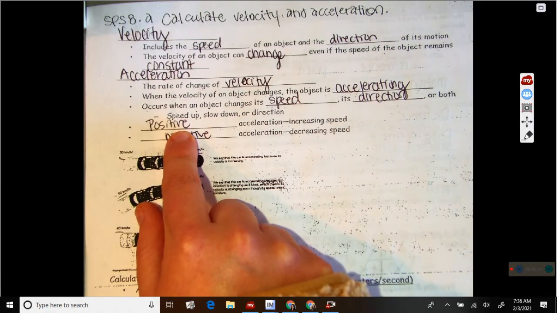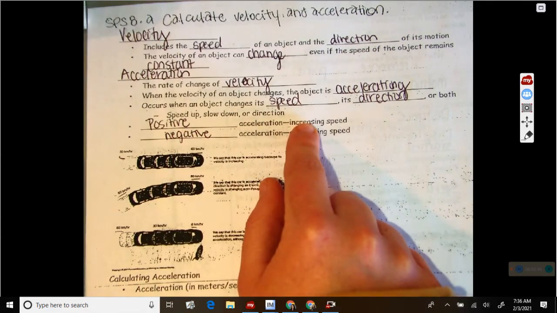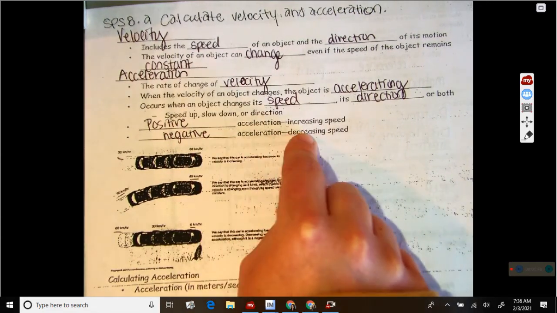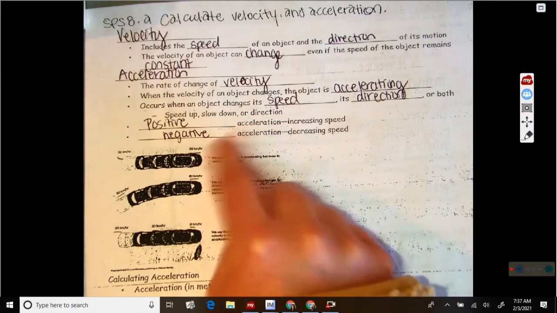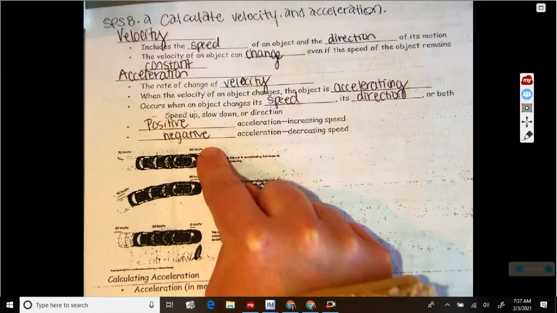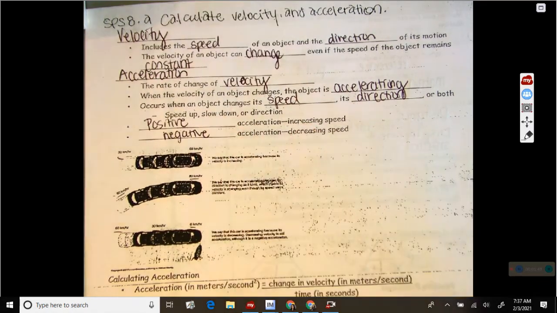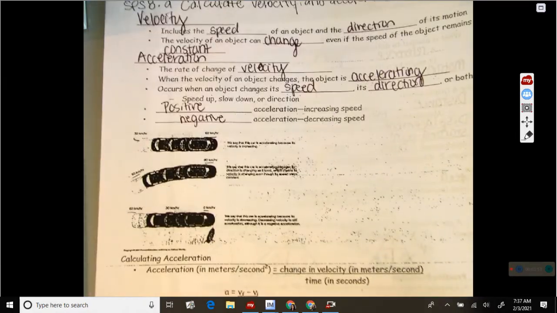Okay, positive acceleration, this is pretty self-explanatory. It means you are increasing speed. Negative acceleration means you are decreasing speed. If you are slowing down, you're decreasing your speed, you're negative. If you're speeding up, you're positive. So that should be the case when we calculate acceleration.